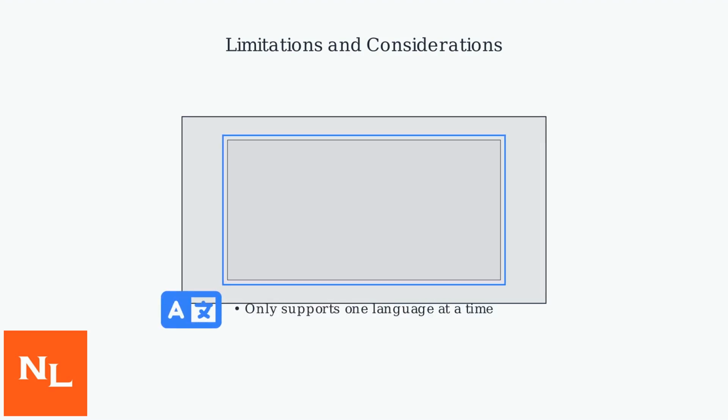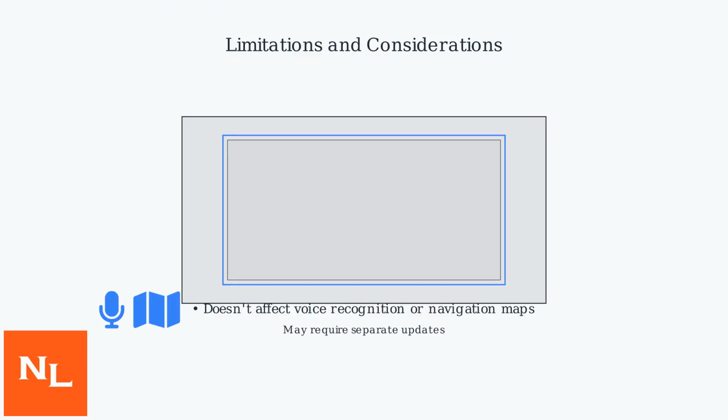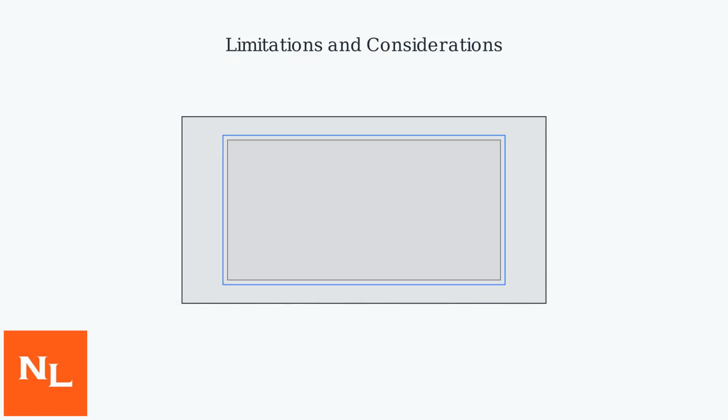The R60 system has several important limitations to keep in mind when changing languages. The system can only display one language at a time. You cannot have multiple languages active simultaneously. Changing the display language won't affect voice recognition commands or navigation maps. These components may need to be updated separately if needed.